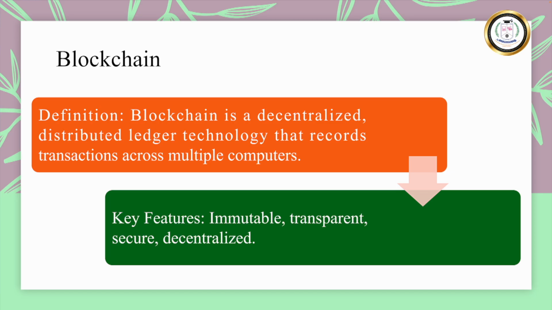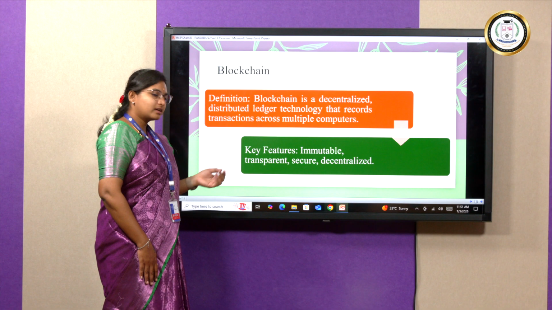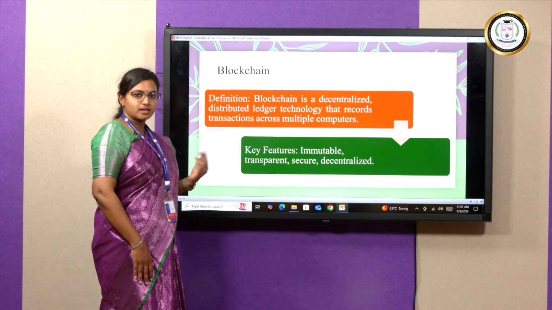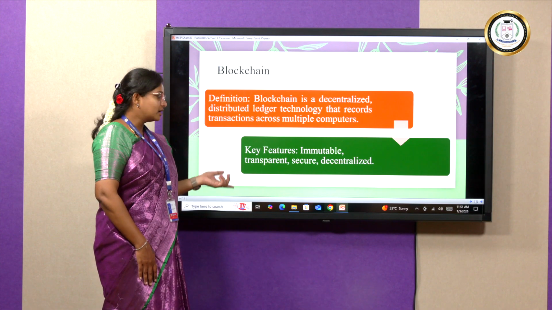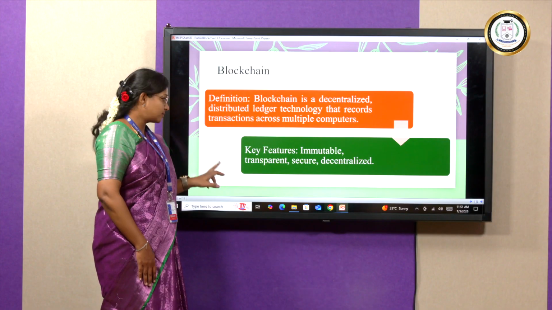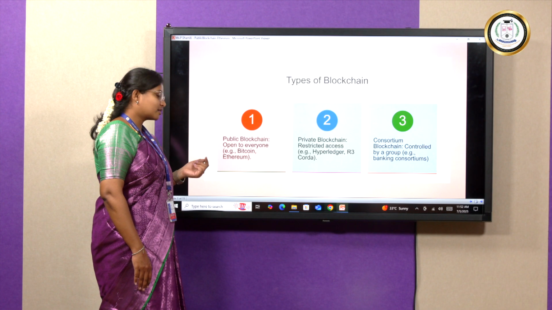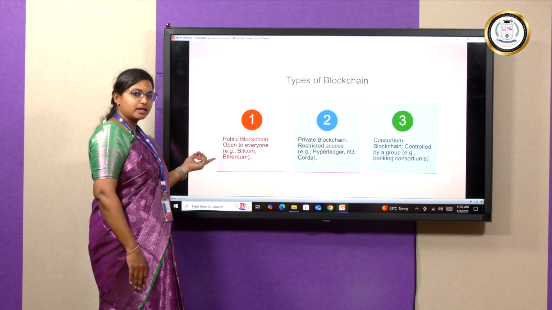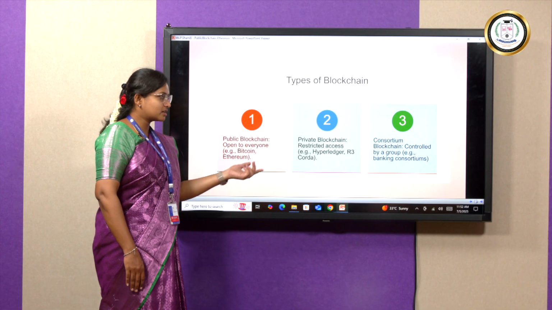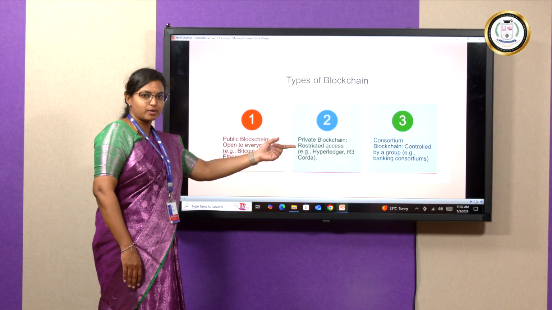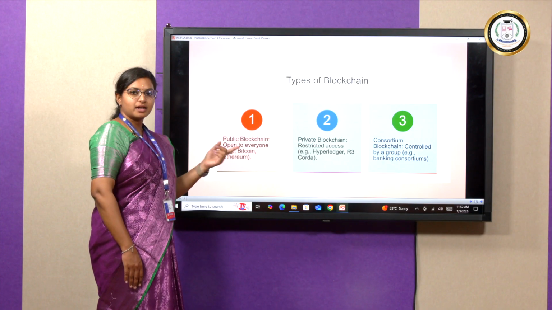Immutable means no data can be edited, modified or replaced. Transparent means it is visible to all the other peers. Secured means it is secured under the SHA-256 algorithm. Decentralized means it is distributed. Next, the types of blockchain: first is public, second private, and then consortium, where public comes under Bitcoin and Ethereum, private comes under Hyperledger, and consortium comes under banking consortium, where consortium means a hybrid, both public and private.